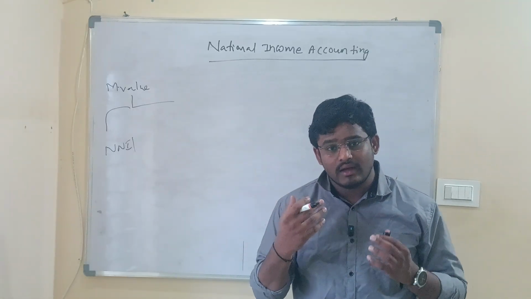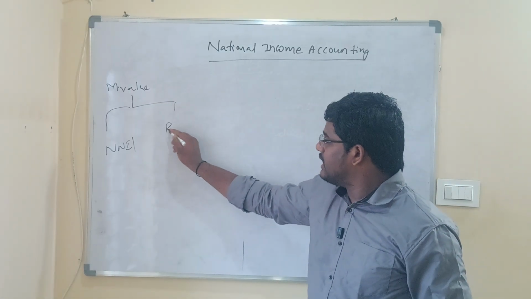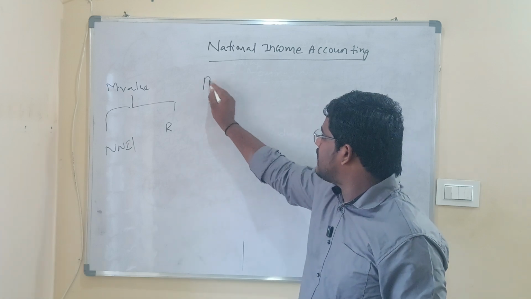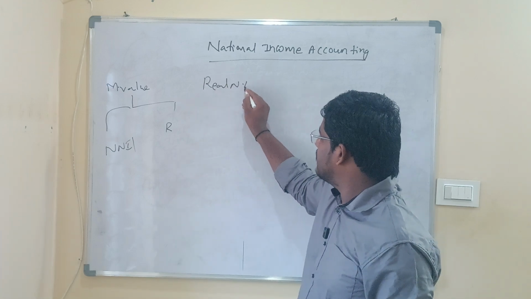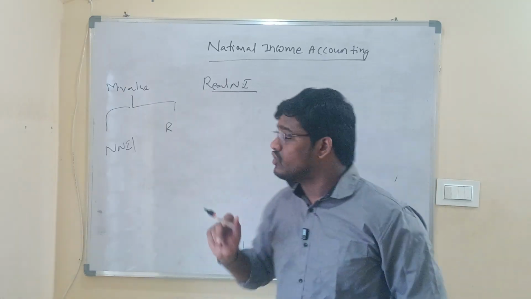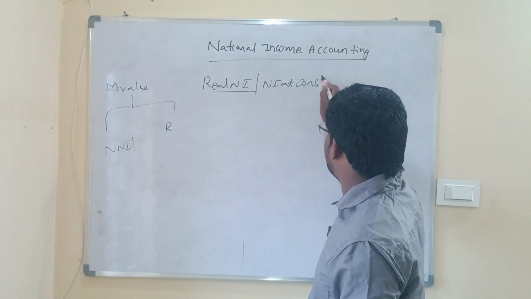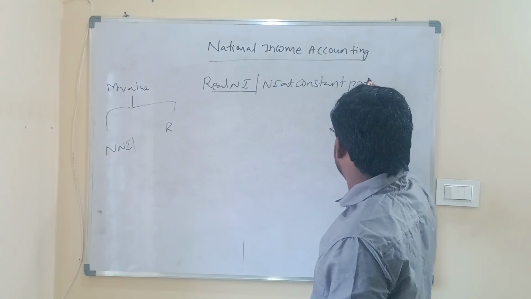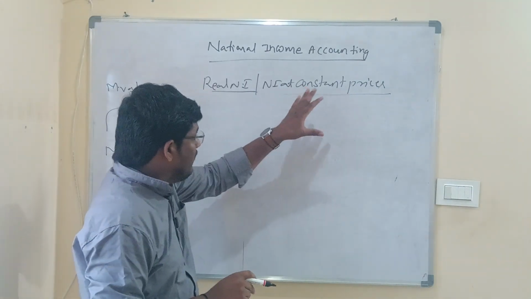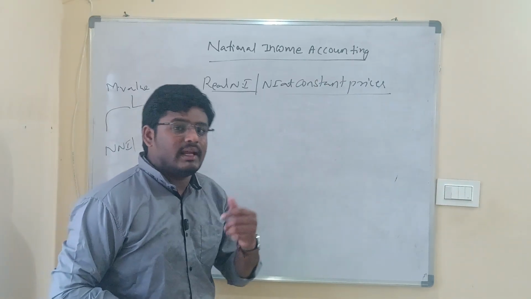at the current prices. Now in this video we are going to discuss the other type of national income based on money value, which is known as real national income. Real national income is also known as national income at constant prices. This is another term we can use for real national income. We will discuss why it is called national income at constant prices. Now, let us understand what is real national income.